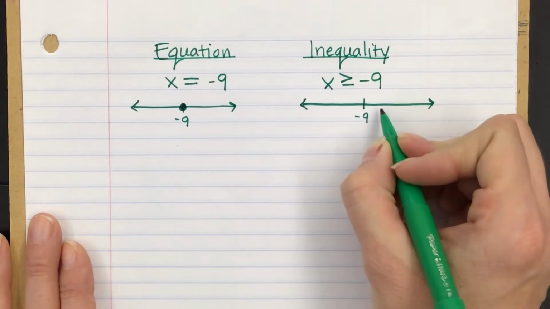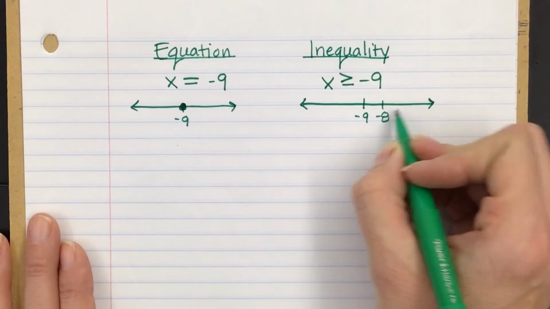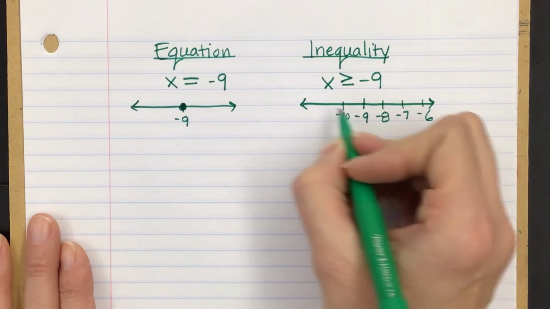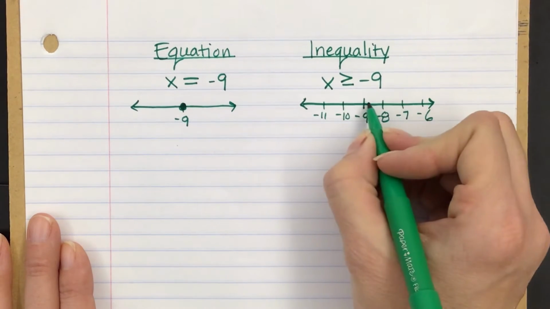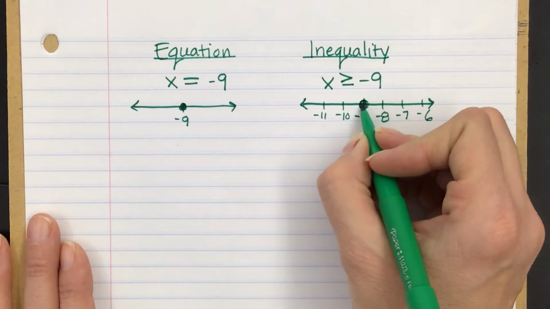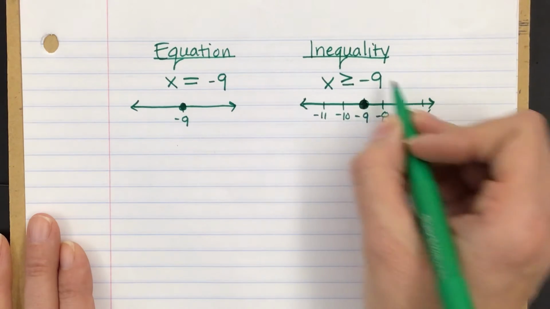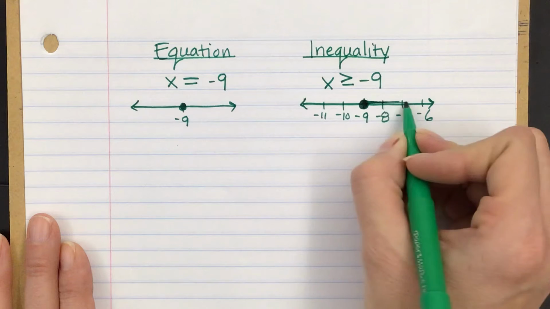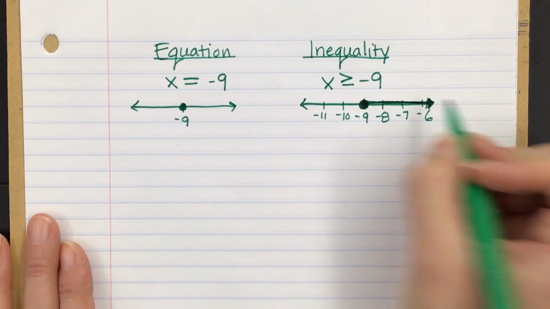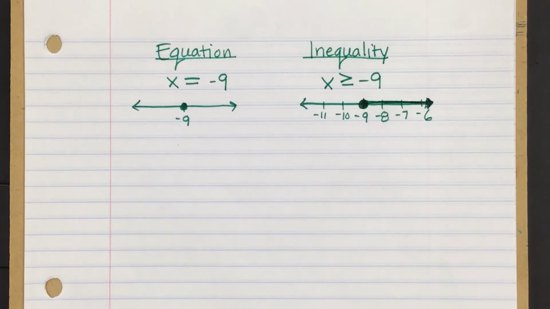Okay, we graph inequalities just to show that it could be everything. So we're talking about x being greater than or equal to -9. So it says -9 can be a solution because it's equal to that as well. So I'm going to shade it in. And I'm going to shade everything that is greater than -9, because everything that is greater than -9 is a solution to that inequality. Okay? So that's the main difference between an equation and an inequality.